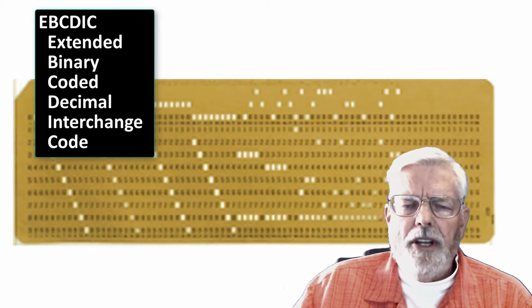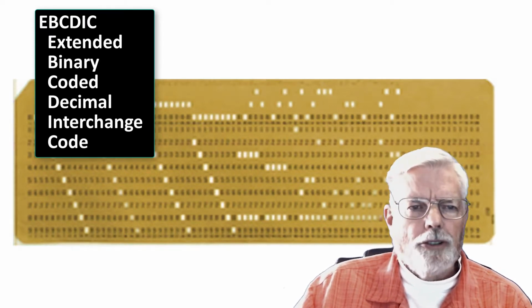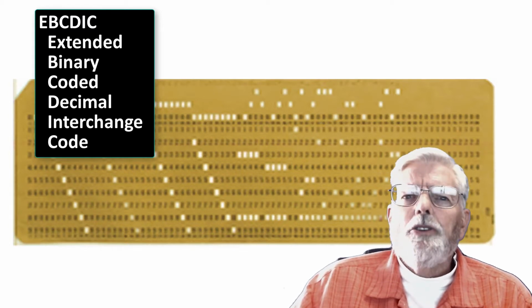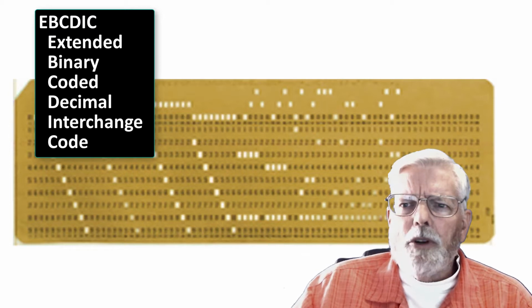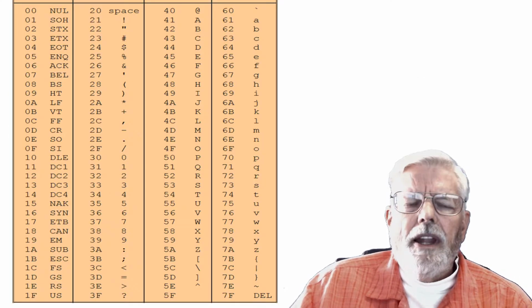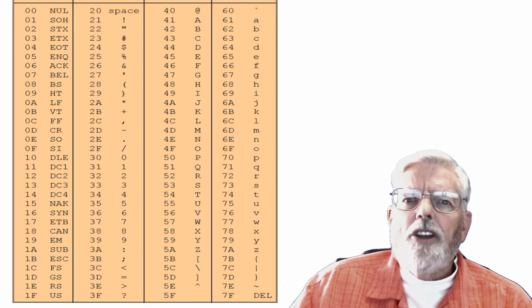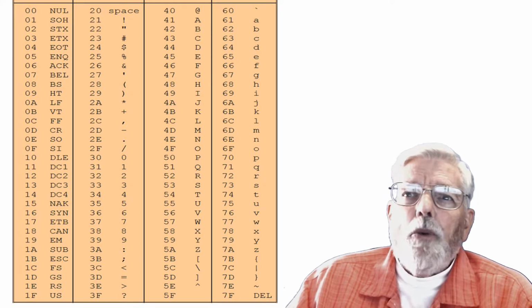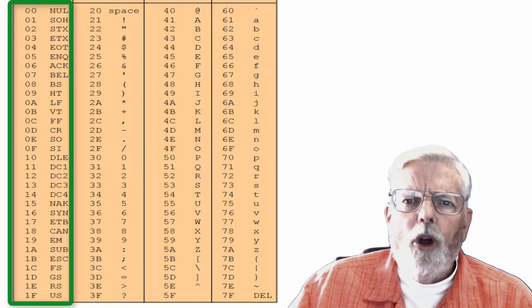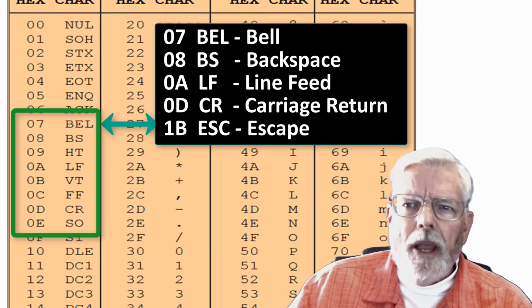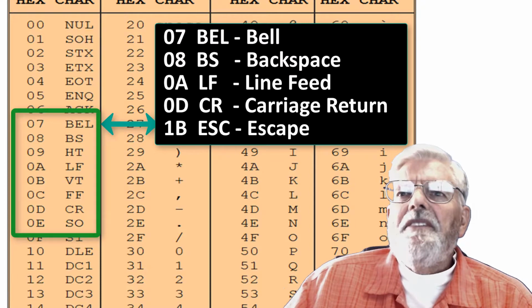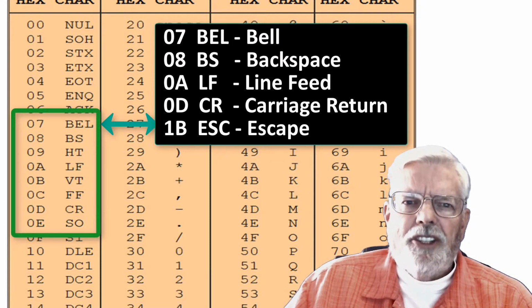EBCDIC stands for Extended Binary Coded Decimal Interchange Code. It was based on IBM punched cards and is still used on many IBM mainframe computers. However, it is rarely used anywhere else. The ASCII chart lists each of the codes in hexadecimal and what the code represents. The first 32 codes are control codes. The important ones to know are BEL, BS (backspace), line feed, carriage return, and escape.